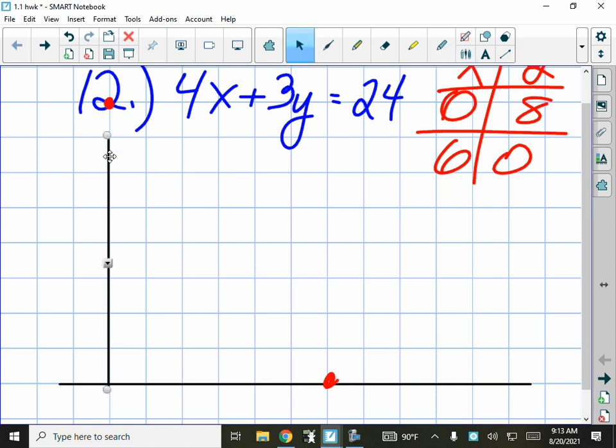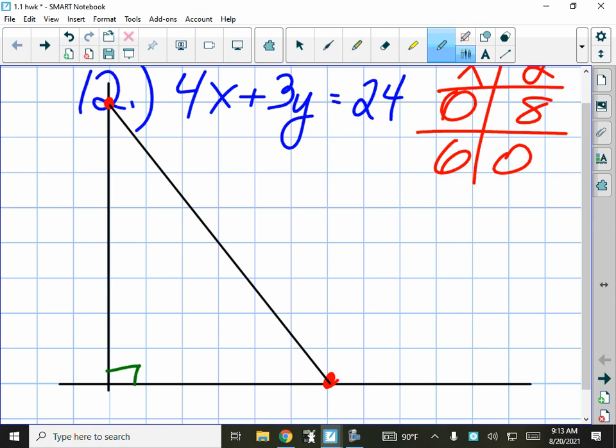Which means that maybe I can do this. Come on. There. And so now I have a line that goes from here to here, right? And it made a right triangle. Here's a right angle right here.